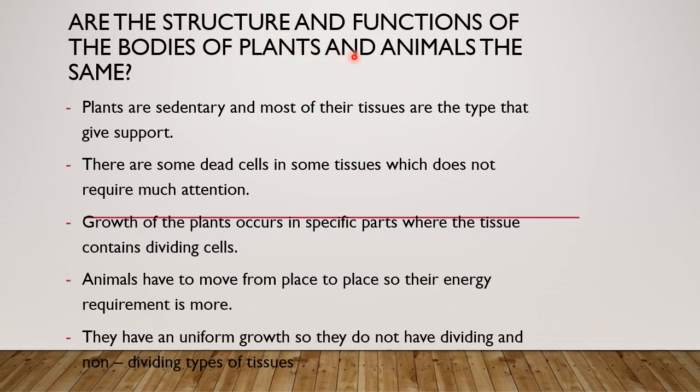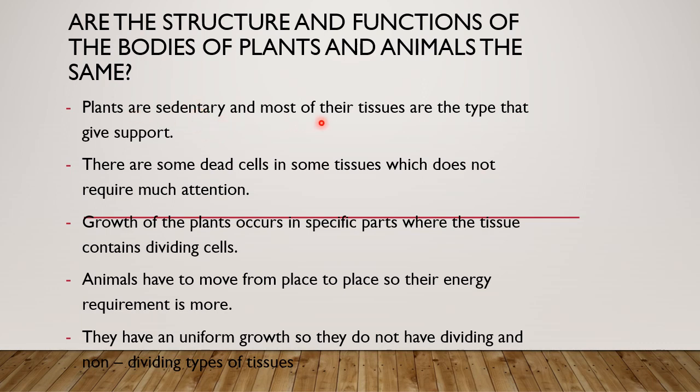Now, are the structure and functions of the bodies of plants and animals the same? Depending upon what they do, the structure of plants and animals would be different. Now plants are sedentary. Sedentary means they are at one place. It won't happen that when you are walking down the road, that particular tree is there, and the next day when you go, the tree would have moved to some other place. So plants are sedentary, they are at the same place forever, where the seed is sown and the plant starts growing.